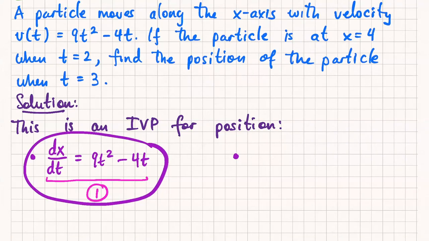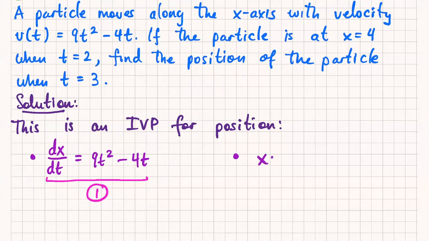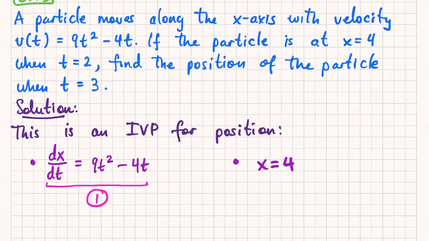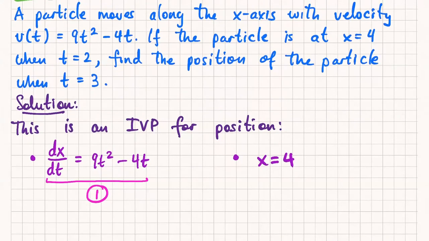X equals 4, but that's not a point. That's just x equals 4. I need a point. Remember, I need something like f of a equals b, right? I need two values, the independent and the dependent value. So it is true that x equals 4, but f of 4 equals 2. Okay, so we have two things here.